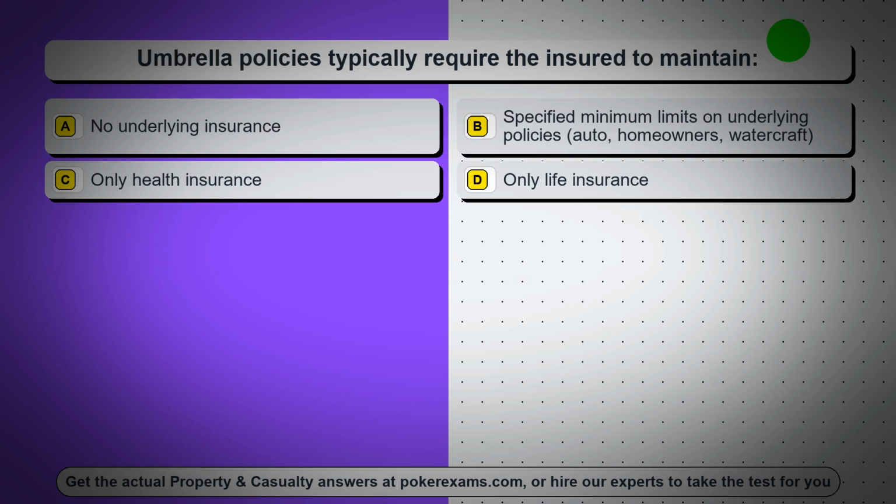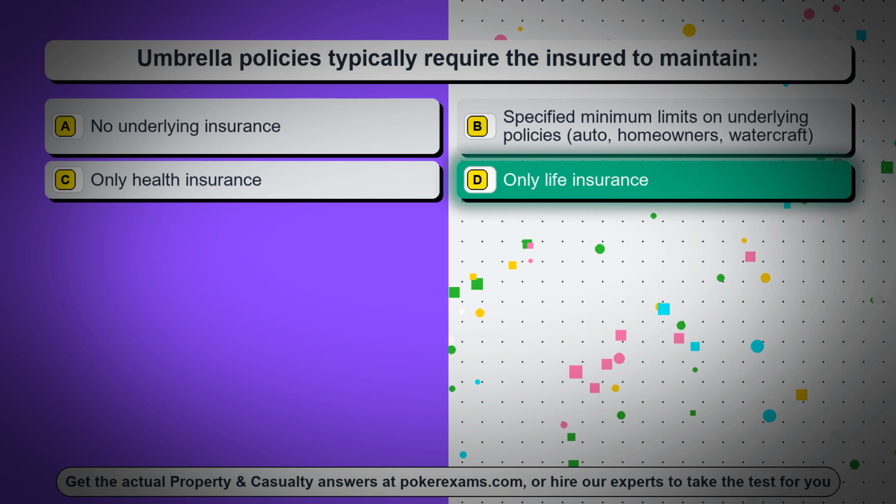Question 6. Umbrella policies typically require the insured to maintain, Option A, no underlying insurance. Option B, specified minimum limits on underlying policies, auto, homeowners, watercraft. Option C, only health insurance. Option D, only life insurance.